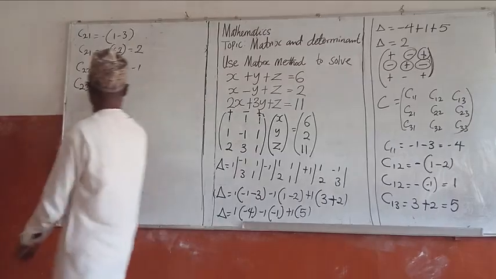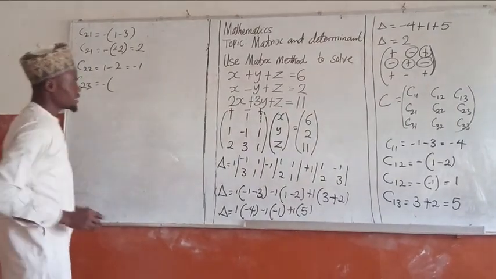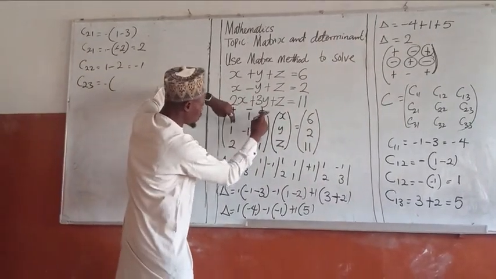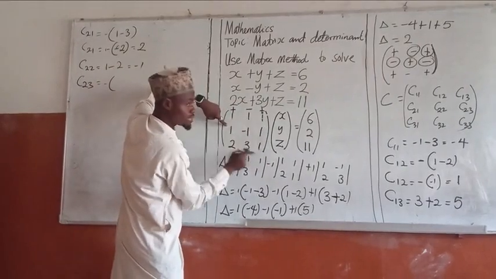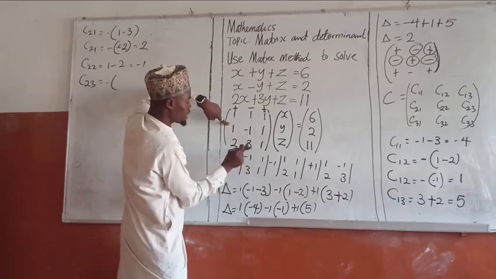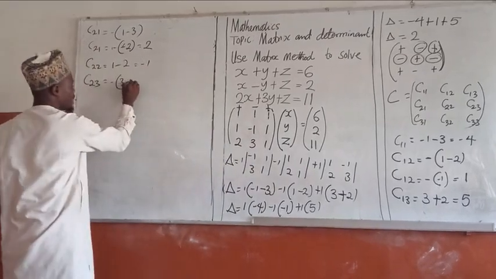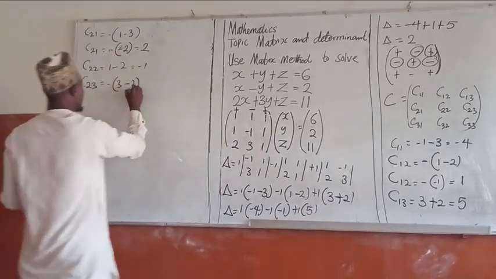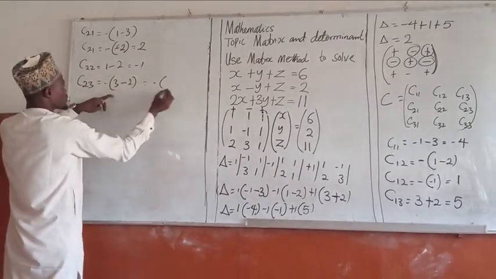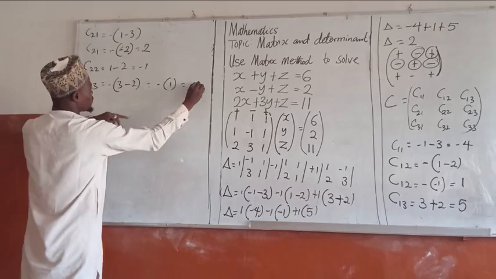C23, the conventional sign for C23 is minus. We have to indicate that minus. Open bracket. Then we now come back here, cancel the columns and the row. We have 1, 1, 2, 3. 3 times 1 is 3. Minus 2 times 1 is 2. So equals to minus, 3 minus 2 is 1, which is minus 1.